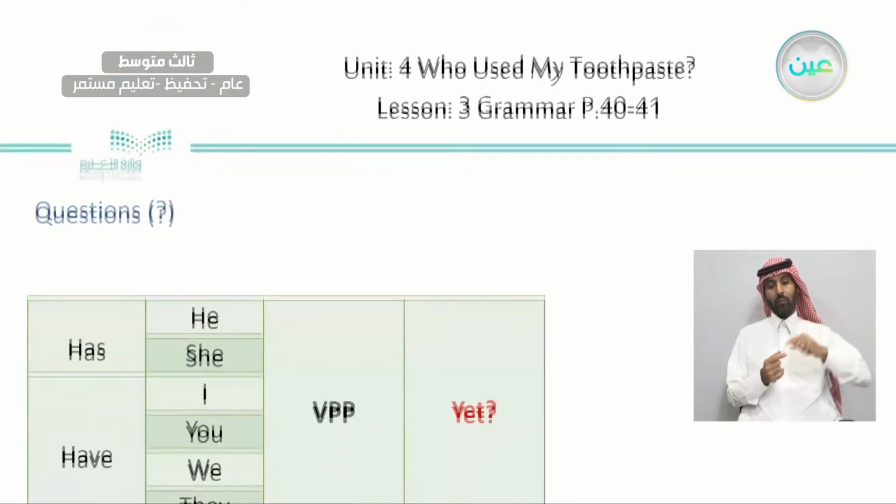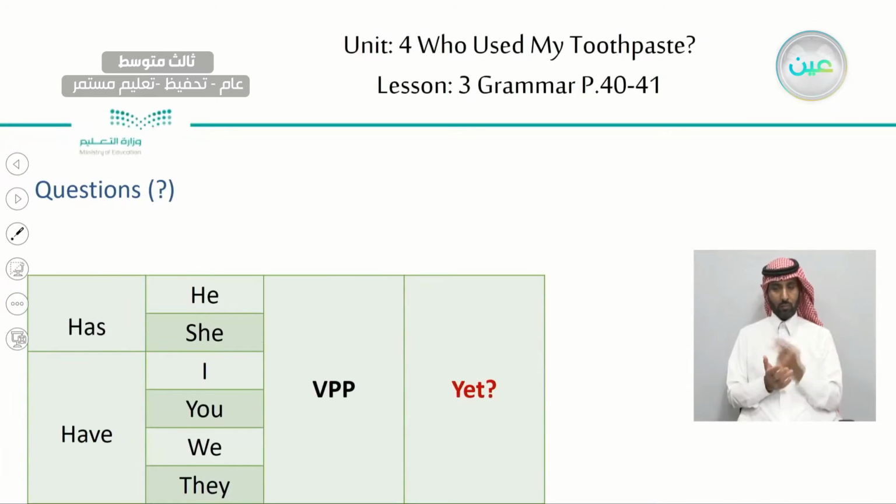Okay? Now let's look at how we can form the questions. We start with has and have. We already know how we form it. Has and have, then we have the pronoun, has goes with he and she, and then we have verb 3. With yet, it comes at the end of the question. We don't add it here or here. We add it at the end, yet. Okay? This is when we are forming questions.